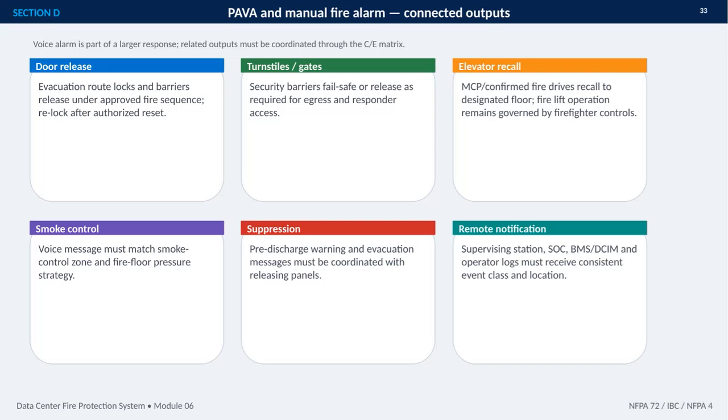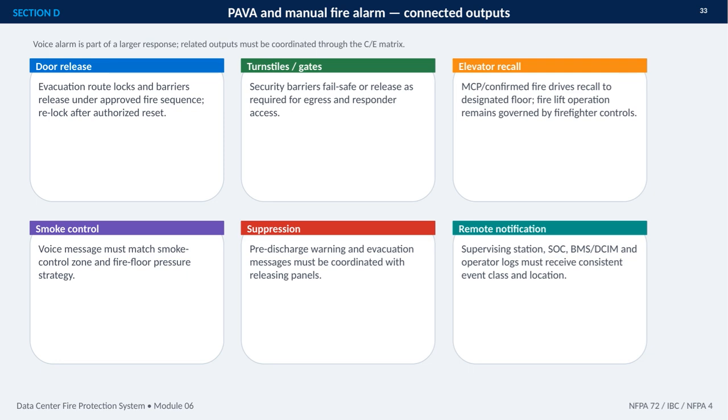This slide shows how PAVA and the manual fire alarm system connect to other building responses. Voice alarm is not an isolated function. Its messages and control outputs must be coordinated through the cause and effect, or C/E matrix, so every connected system responds in the intended sequence. The key principle is coordinated, verified action.